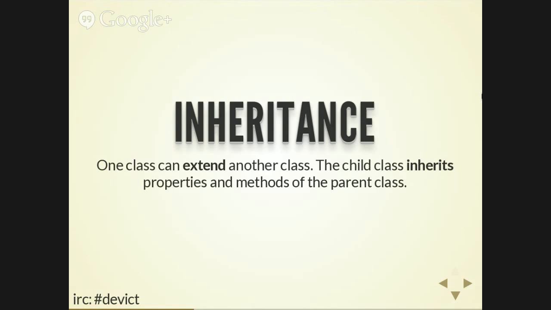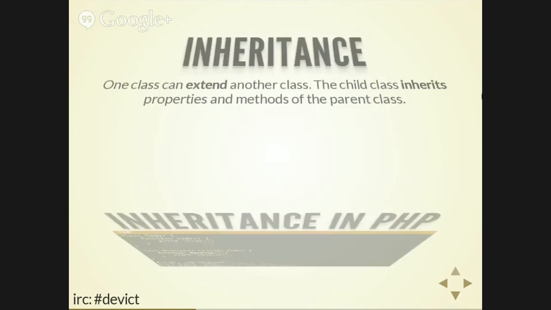So the idea of inheritance is that one class can extend another class. I can take something generic and make it more specific. The child class inherits properties and methods of the parent class. So the keywords here are extends and inherits. Let me show you what I'm talking about.